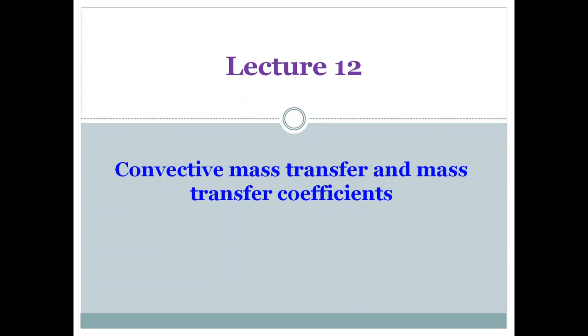And why do you use the empirical correlation? Because that day I told you no accurate theories are available to calculate the mass transfer coefficients. I mentioned the word: no accurate theories are available. That's why people use the empirical correlations and dimensionless numbers.